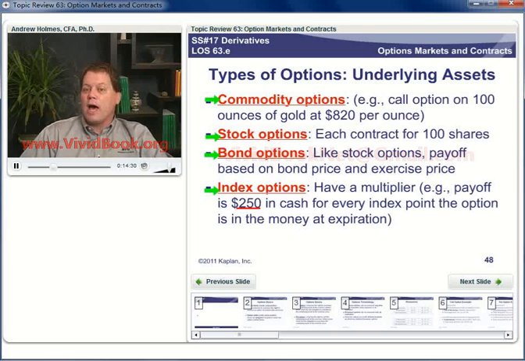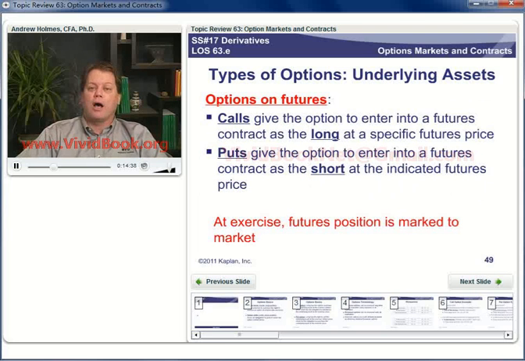Now, if that weren't enough, these are all options on some sort of fundamental underlying asset. We can also have options on other derivatives, in this case, an option on a futures contract. So an option on a futures contract takes two forms. You have a call option, which, of course, gives the option holder the right but not the obligation to enter a futures contract as the long at a specific futures price. So if you think you might want to get into a futures contract in the future and you want to specify a price at which you can get in today, well then you could buy a call option on a futures contract.